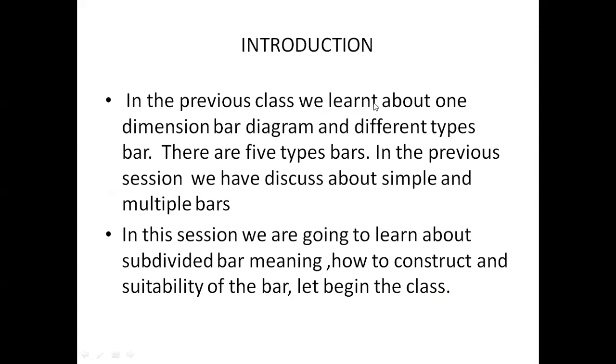So what we have learned so far is the one dimension bar diagram and different types of bars. What do we mean by one dimension bar diagram? In the one dimension bar diagram, we show the distinction between one diagram and another by taking the same width but a difference in the height only. That is called one dimension.